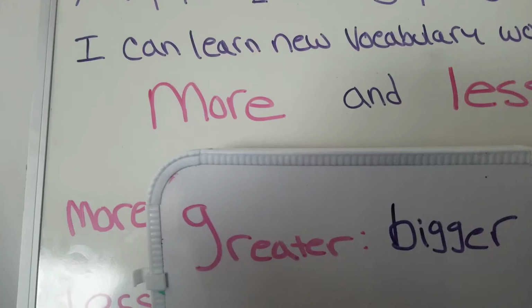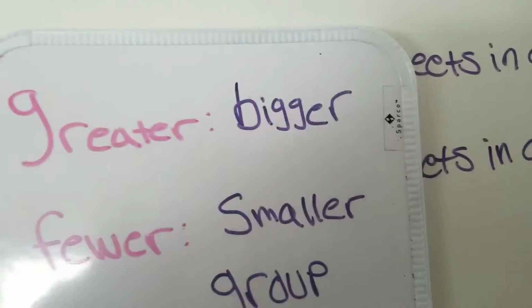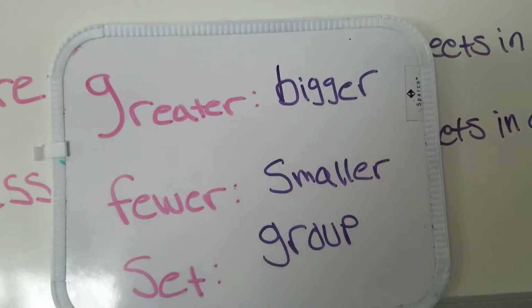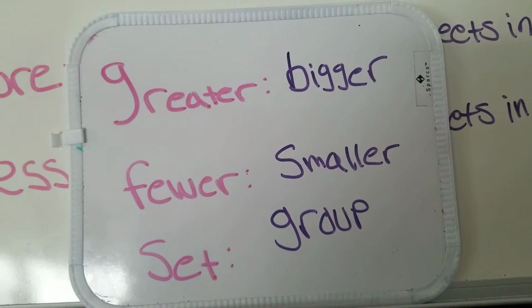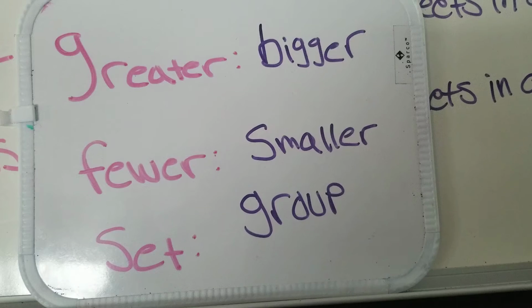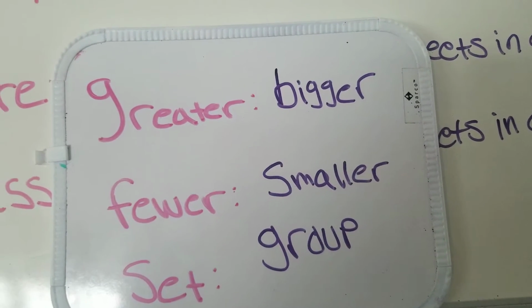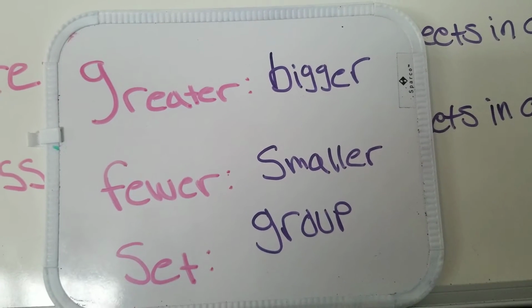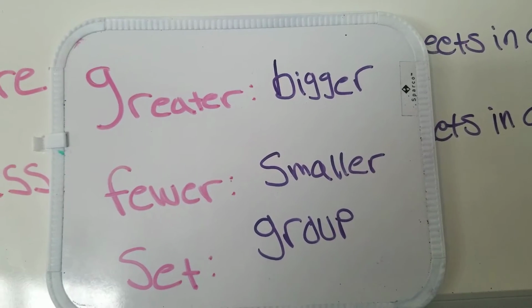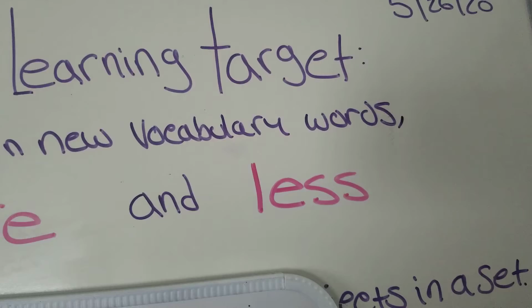When we see greater, that means they're bigger. So the number is going to be bigger. Fewer means smaller. So the number of objects will be smaller. A set is just a group of objects. So let's do something that will make this make more sense. Let's compare two sets of objects and find out which set has more and which set has less.